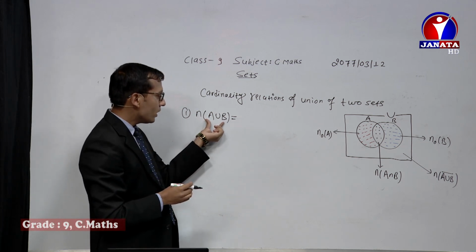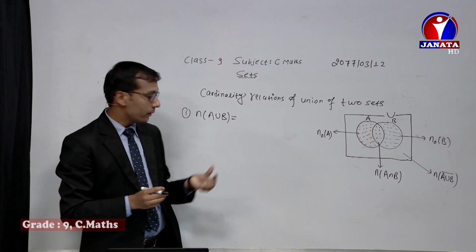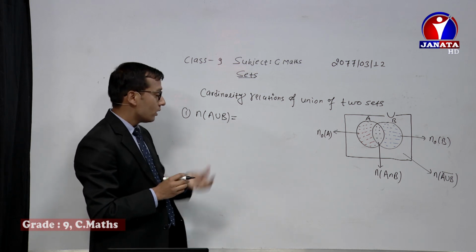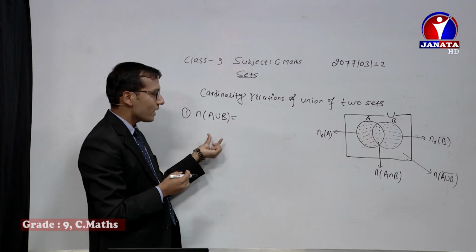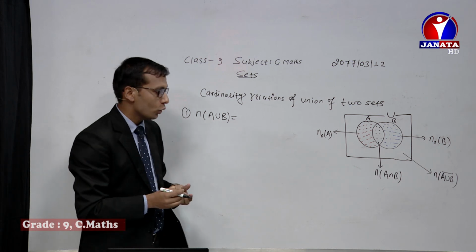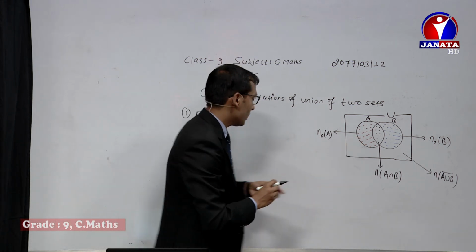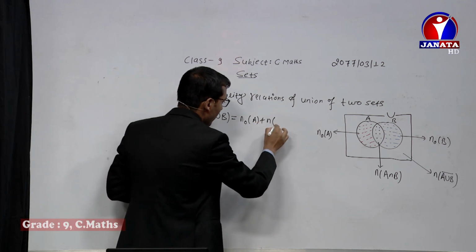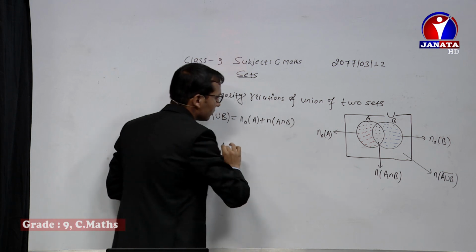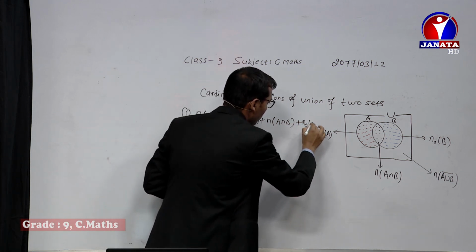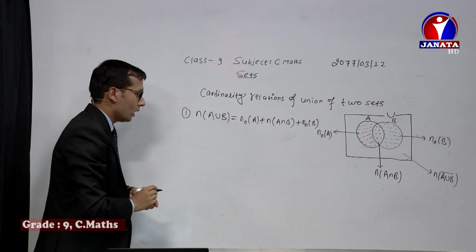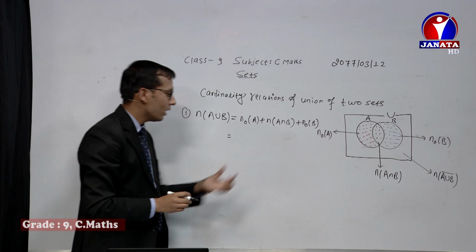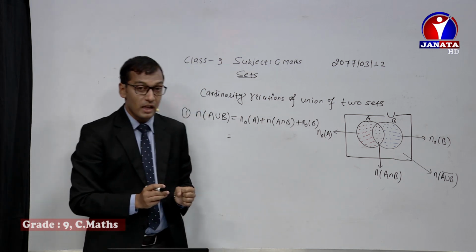The meaning of A union B is either elements of set A only, or elements of set B only, or elements of sets A and B both. So there are three regions: n only A plus n of A intersection B plus n only B. Let me derive a formula with the help of this Venn diagram method.